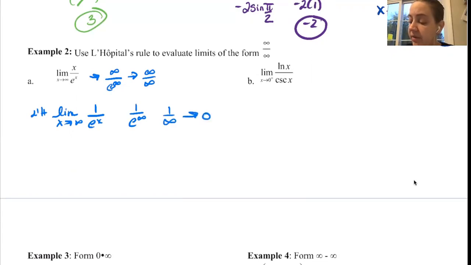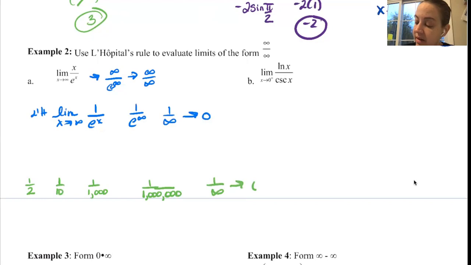And I don't know if you remember this discussion from limits or not, if your head was spinning from limits, but kind of on a side here. 1/2 is a pretty small fraction. Yeah. 1/10 is even smaller. 1 over 1,000 is smaller. 1 over 1,000,000 is even smaller. So 1 over infinity is so small, we consider it 0. So it's a teeny, tiny fraction. So our answer to this problem is indeed 0.